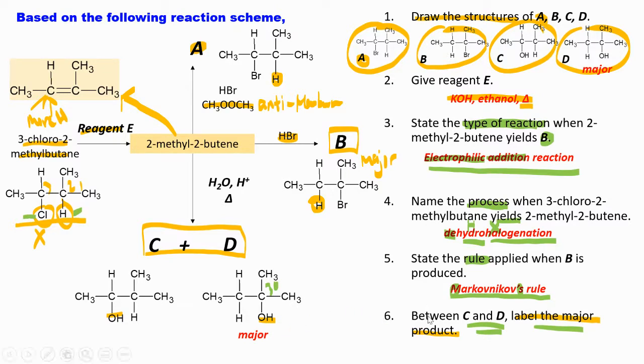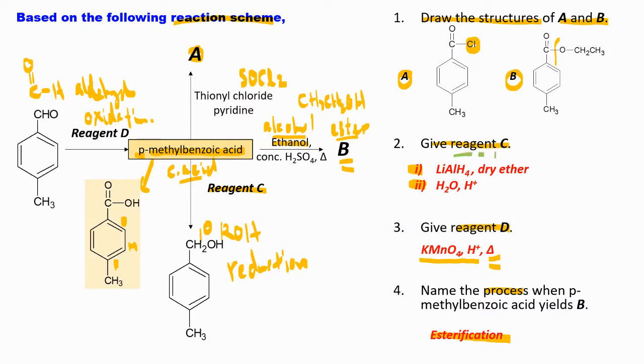Remember, for reaction schemes, read the question carefully and redraw, especially for structures. Don't just put in the equation. Also differentiate between type of reaction and process. Remember what rules are needed, and know how to label major and minor. For reagents, if you have Roman 1 and Roman 2, you must write it out. And for reagents, give all the conditions, whether acidic, basic, heat, or cold. So that's all for this part, reaction scheme.